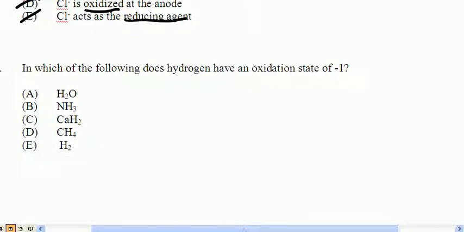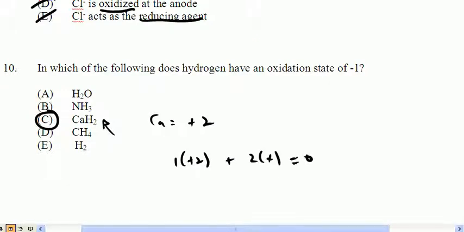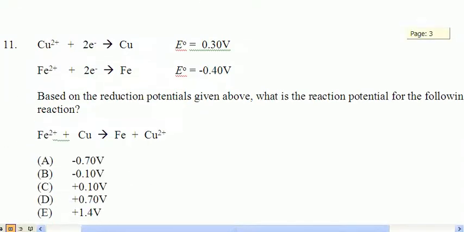In the following, which one does hydrogen have an oxidation state of -1? That's going to be C. The main reason is Ca equals +2 in this case. So if you have 1 times +2 plus 2 times x equals 0, x equals -1. This is called hydride. It's the only time when H can be minus.